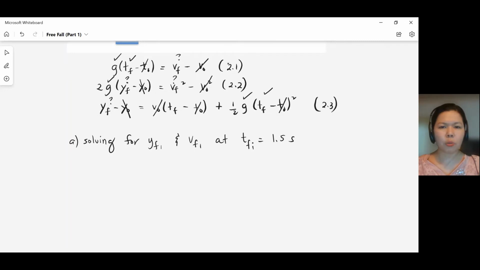We can use equation 2.1 to solve for VF1 because that's unknown in 2.1 and the rest are given. And we can use equation 2.3 to solve for YF1. YF is unknown in 2.3 and the rest are given. We have the TF and we have G. All right, so solving now for YF1.